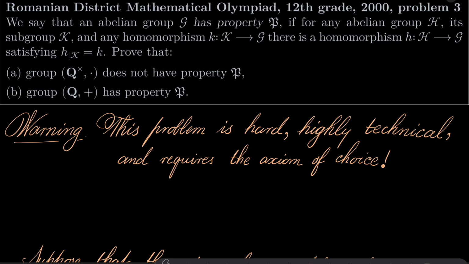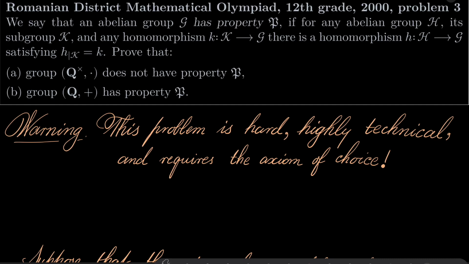We wish to prove two things. Part A is simple. We wish to show that the set of non-zero rational numbers with multiplication does not have this property P. But part B, we wish to prove that Q with addition has the property P, which is much harder, as you will see. This problem is very hard, very technical.